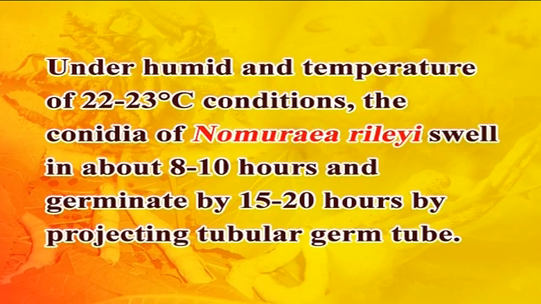Under humid conditions at a temperature of 22 to 23 degrees centigrade, the conidia swell in about 8 to 10 hours and germinate by 15 to 20 hours by projecting a tubular germ tube. The penetration of the germ tube and its propagation in the host is much similar to Beauveria bassiana. At the early stage of infection, there are no easily identifiable morphological symptoms. As the disease progresses, black spots are developed on the host body. This is due to lysis by enzymatic action.